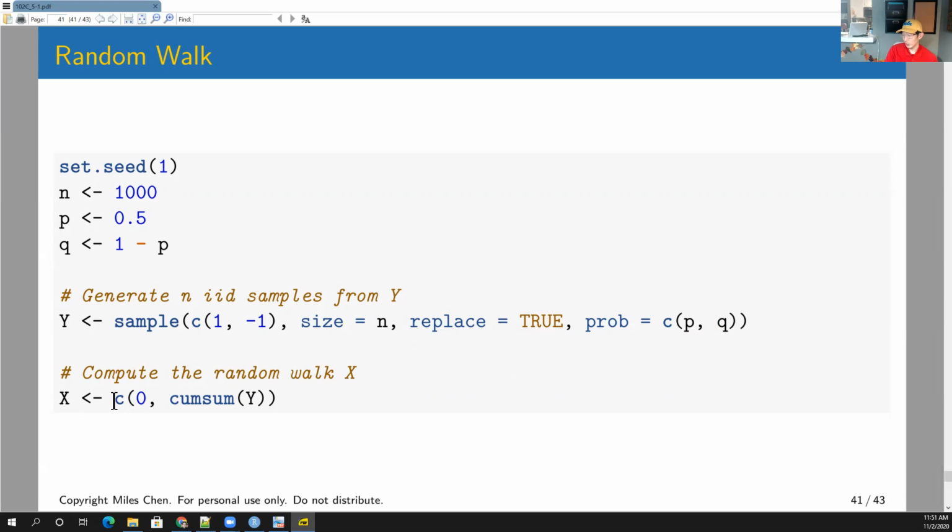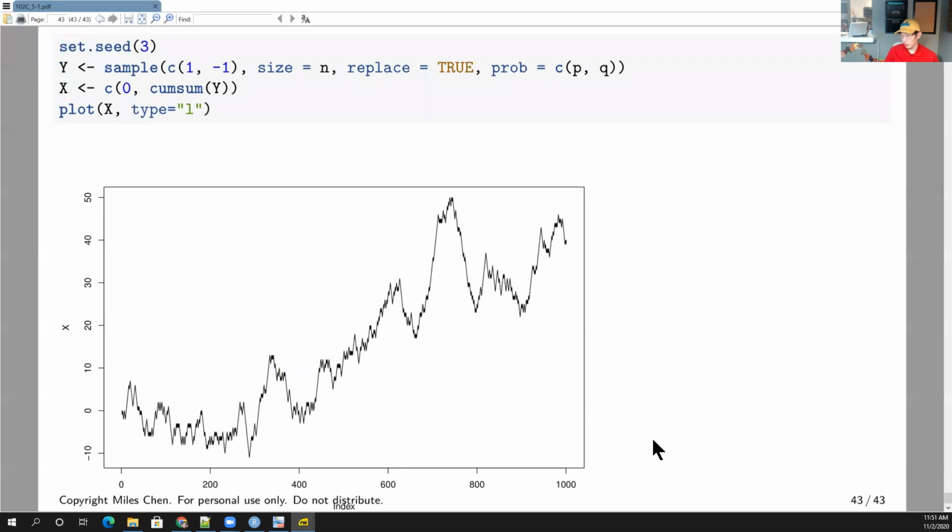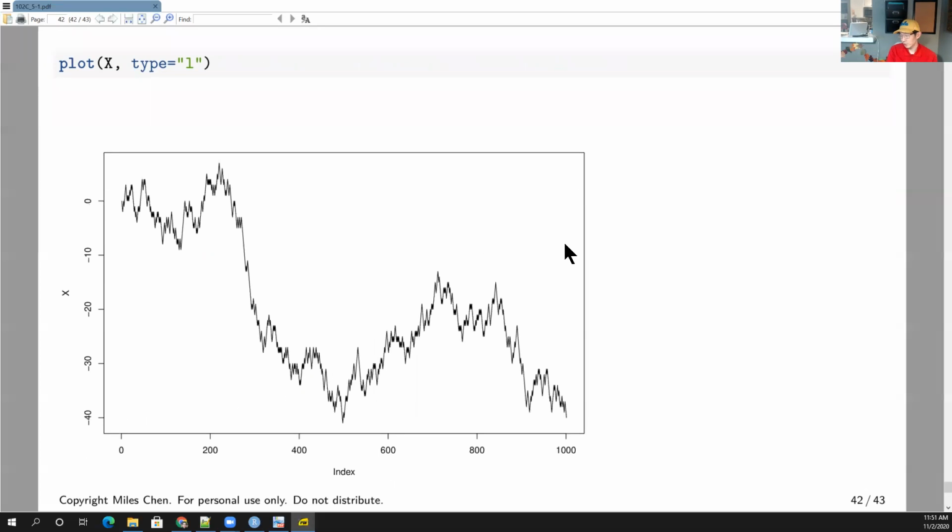Then my random walk x is just the cumulative sum of y, starting off at 0. So here's one random walk. I start off at 0 and go up and down, and here I end up at -40 after 1,000 iterations. Here's another random walk. I start off at 0 and go up some and down some, and I end up around +40 after 1,000 iterations. That's just a coincidence. And I think we can see how we could treat stock prices, or earnings and losses, kind of like a random walk.